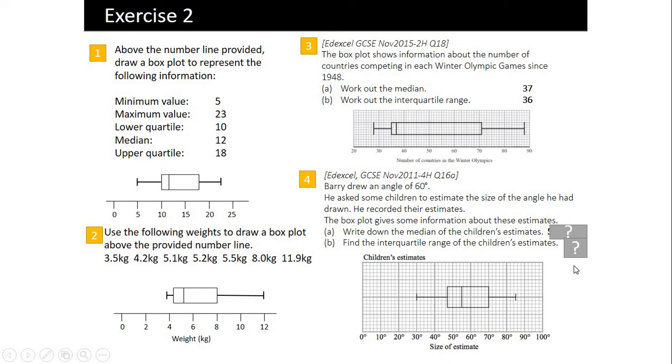Here, Barry drew an angle of 60 degrees. He asked some children to estimate the size of the angle he had drawn. He recorded their estimates. The box plot gives some information about them. Part A, write down the median of the children's estimate. So this is just reading off this middle value here. And this is 55 degrees. Find the interquartile range. So this is the upper quartile, subtract the lower quartile, which is 23 degrees.